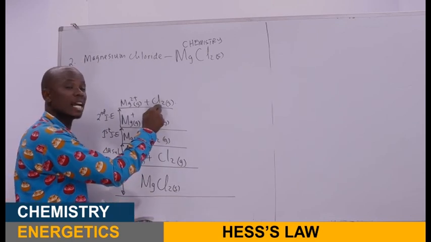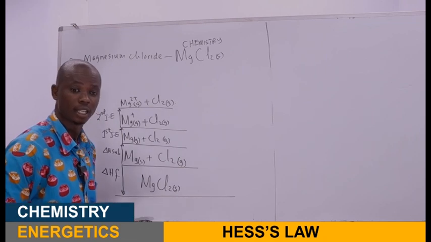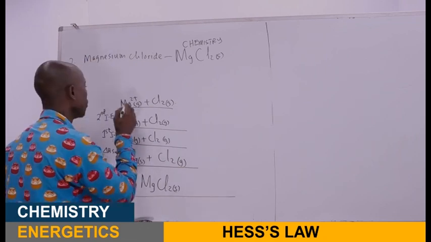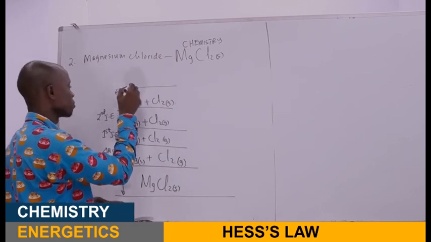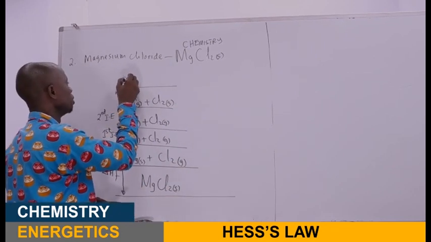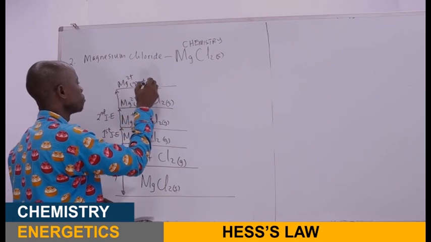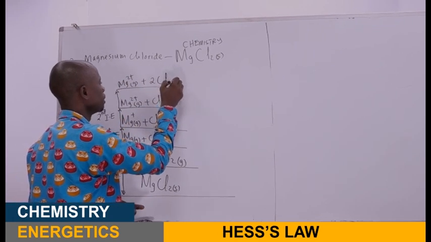But here, because there are two chlorine atoms, we are going to get 2 moles of gaseous chlorine atoms. So here we are going to have a magnesium ion plus 2 chlorine gaseous atoms.